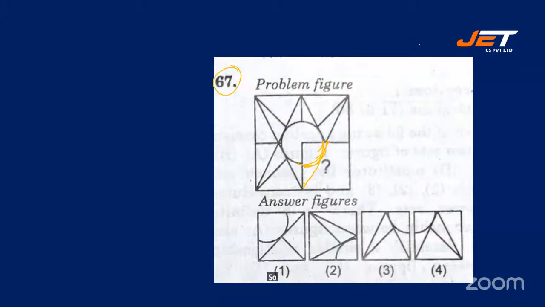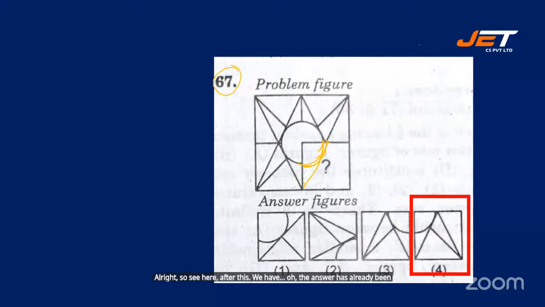I hope you all are able to see what I'm doing and understand. See here, after this, oh, the answer has already been displayed. Now see here, we have this line, which should come this side. And then another line. So option 4 only suits the answer figure.